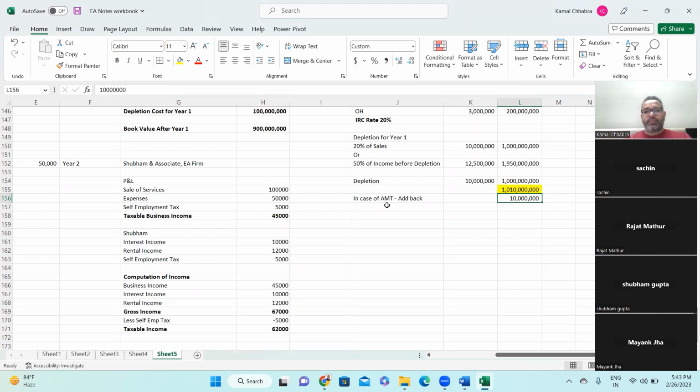Yes, and the minimum tax rate, which is 15%, not 25%. And that also you will get the credit in future when you come to the normal tax bracket.